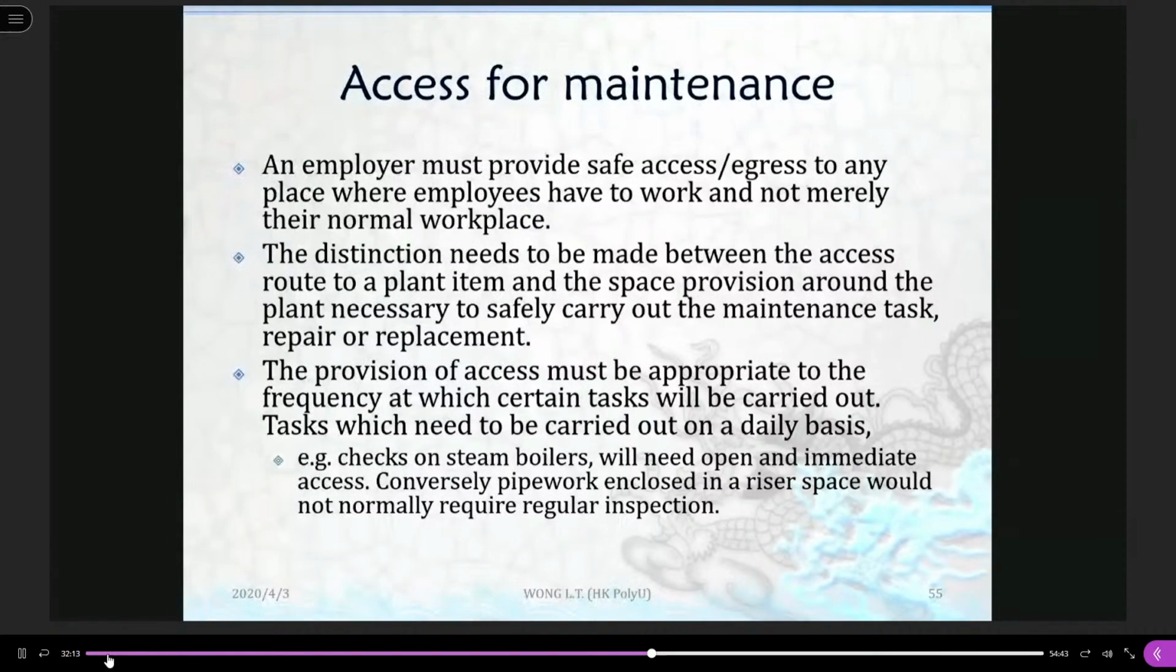The provisions of access must be appropriate to the frequency at which a certain task will be carried out. Tasks which need to be carried out on a daily basis, for example checking equipment for safety reasons. A boiler is high risk equipment because it's subject to explosion risk if overpressure. Therefore, it has to be checked regularly and closely monitored. We need to provide immediate access. These are for the boiler, some pipe works. Here are some examples; I won't read them out one by one now.